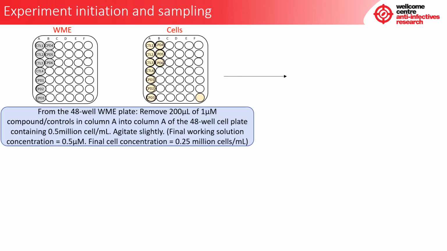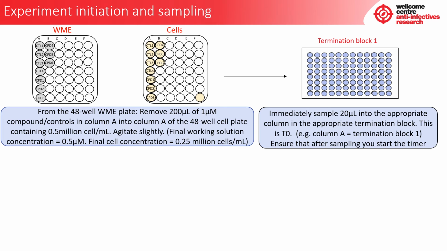Experiment initiation and sampling. From the 48 well WME plate, remove 200 microliters of the 1 micromolar compounds and controls in column A into column A of the 48 well cell plate containing 0.5 million cells per ml. Agitate this plate slightly. The final working solution concentration is 0.5 micromolar and the final cell concentration is 0.25 million cells per ml.